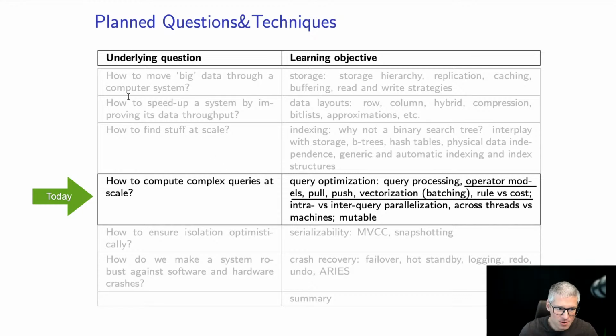Where are we? So we are here in this row, how to compute complex queries at scale. We talked a bit about query processing last time. Today we will look at operator models, pull and push, if time allows for it. We will, in the first phase, mainly look at rule versus cost-based optimization and the challenges that are involved in that.